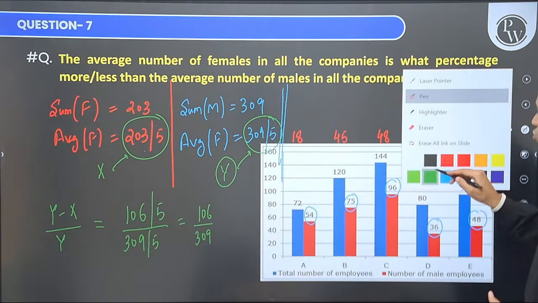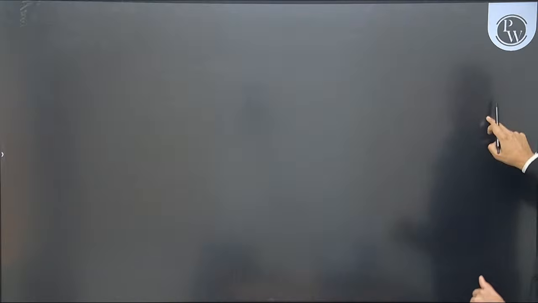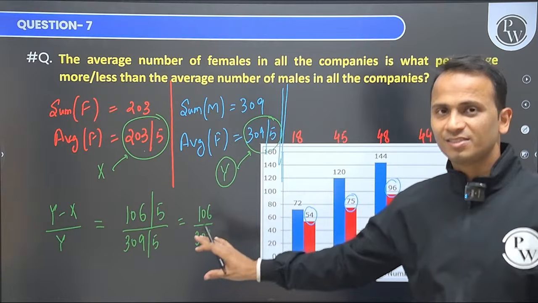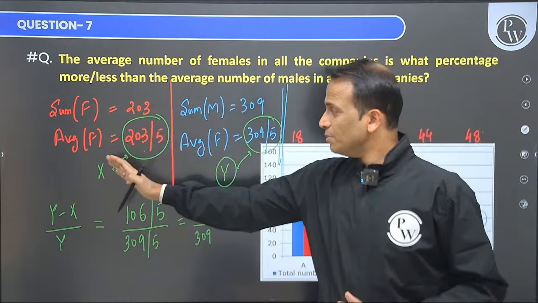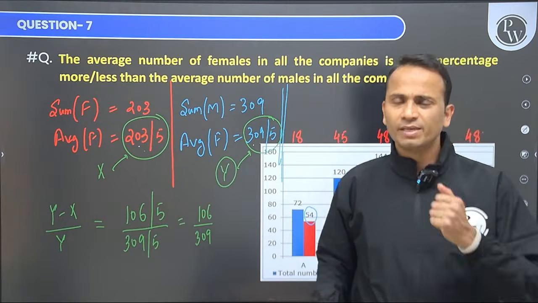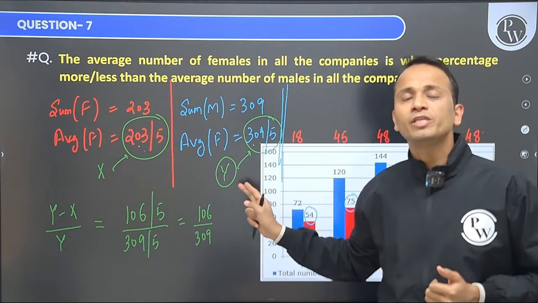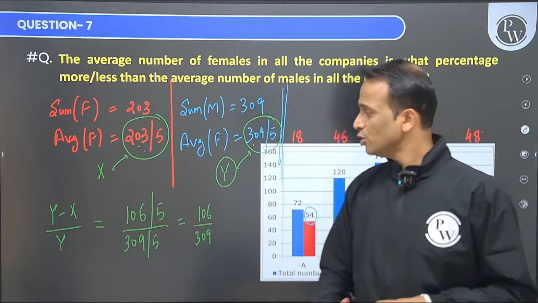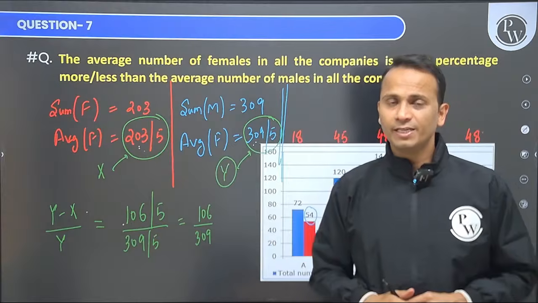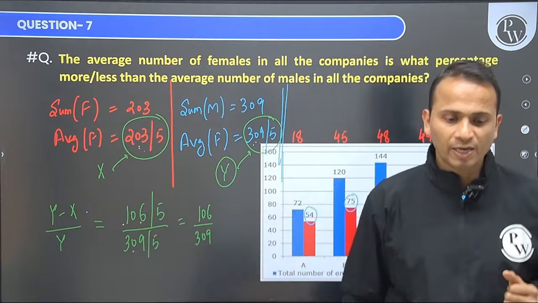Now, if you want to see the range of this answer, 106 upon 309. Okay, wait. First of all, all of you tell me, are you clear up to this part? The first number is less than the second number. 203, 309, both have the same denominators. So I need to find out the first number is how much percentage less than the second number. So in the numerator, I'll keep their difference. The difference between 203 and 309 is 106. 106 divided by the second number, 309.